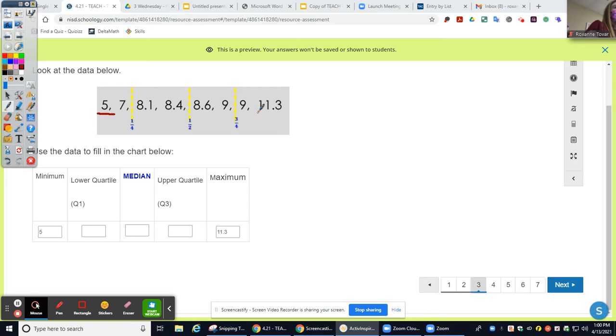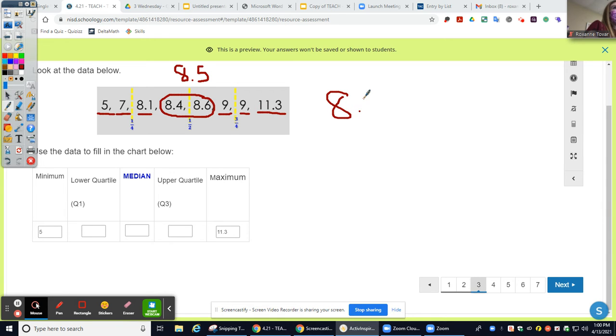So we have 1, 1, 2, 2, 3, 3, and we have 2 numbers in the middle here. We have 8.4 and 8.6. That's why the line's going right down the middle. So my median is neither one of those numbers. I need to find the number exactly in between 8.4 and 8.6. Some of y'all can clearly see what number it is. 8.5 goes right in between those numbers.